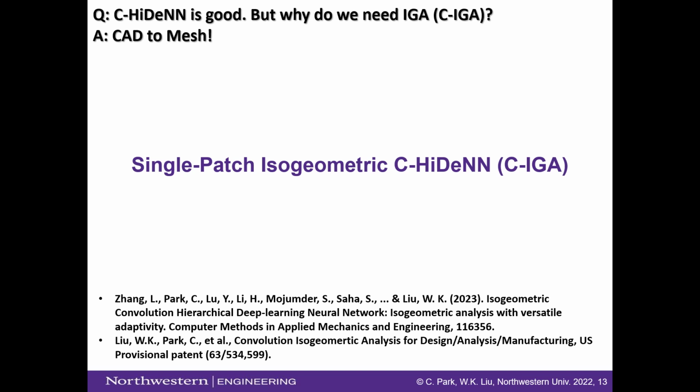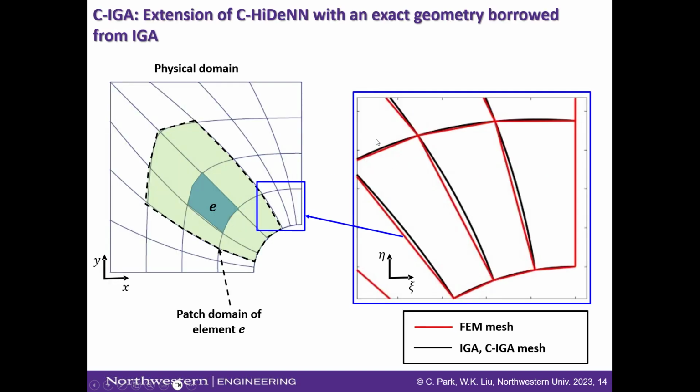That's why Professor Yuri Bazilevs and Tom Hughes wrote a paper on IGA, isogeometric analysis, in 2005. So we want to do the same thing with the scope of convolution HiDeNN. We call it C-IGA. And first, this paper is on the single patch, only one patch, theoretical development on C-IGA. All right, so the key idea of the C-IGA is the extension of C-HiDeNN with an exact geometry borrowed from the IGA.